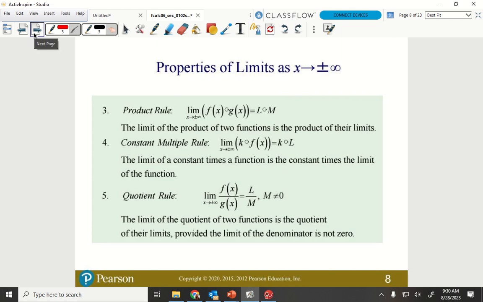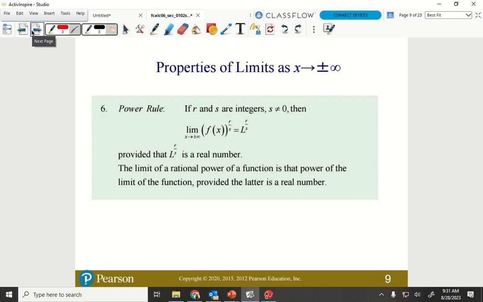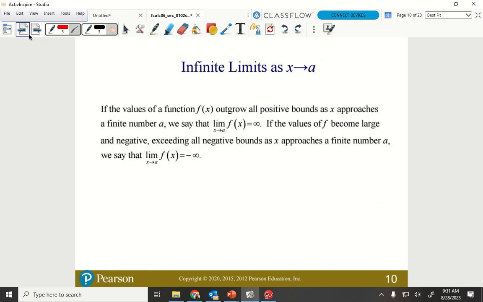Product rule, I'm multiplying them together. Quotient rule, dividing them. Constant multiple, I'm multiplying by a constant, like 5 times the limit, so I would just multiply my answer by 5. That's what that means. Power rule, same thing, the limit is the same.